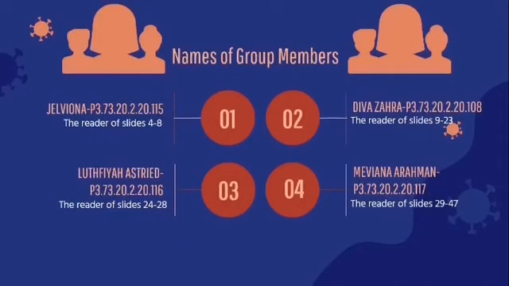First of all, I want to introduce the names of our group members. First, there is Jelviona as the reader of slides 4 to 8. The second one, there is Diva Zahra as the reader of slides 9 to 23. The third one, there is Luthfiyah Astried as the reader of slides 24 to 28. And the last one, there is Meviana Arahman as the reader of slides 29 to 47.